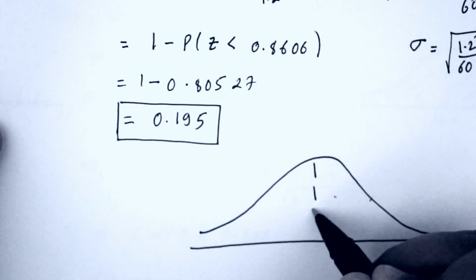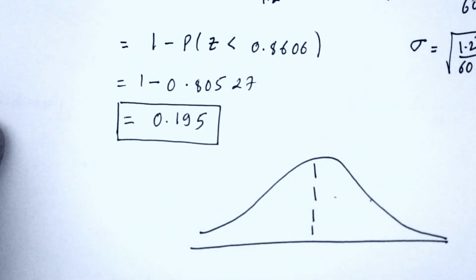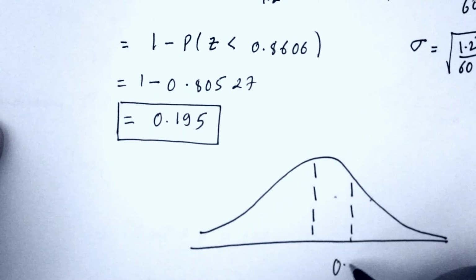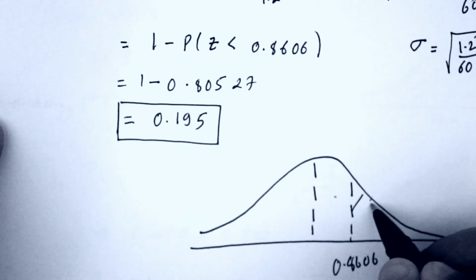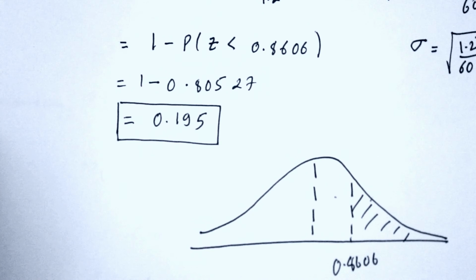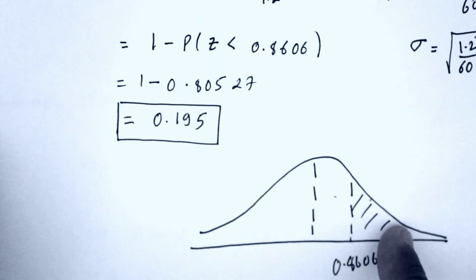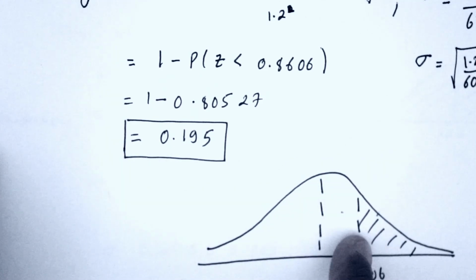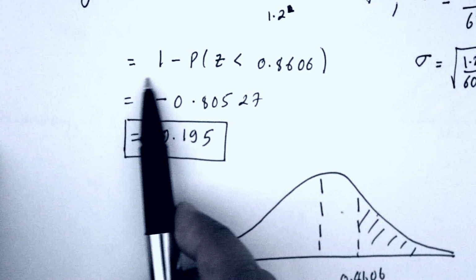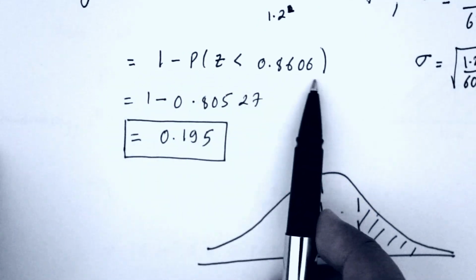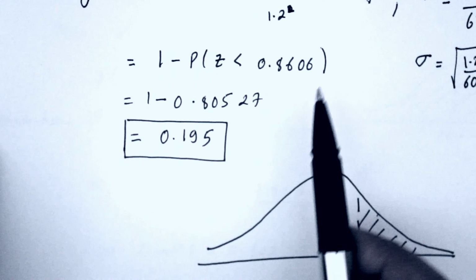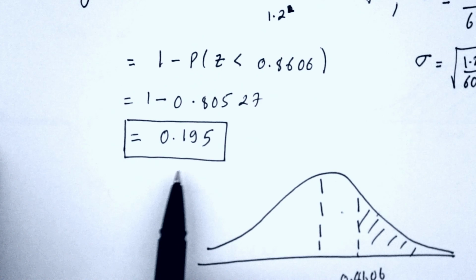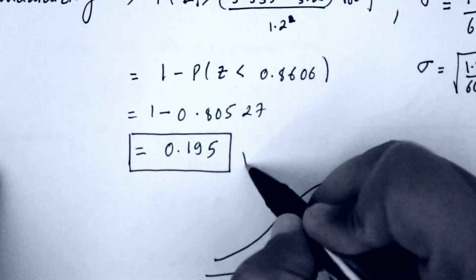So you have to find a value such that it's greater than this value here, 0.8606. So you have to find this area here. So this area is also the same as saying this whole area minus the less-than area. So that's what I've done here. So 1 minus P(Z is less than 0.8606). And comparing with the normal distribution table, you find that this value here is this, and hence the answer.